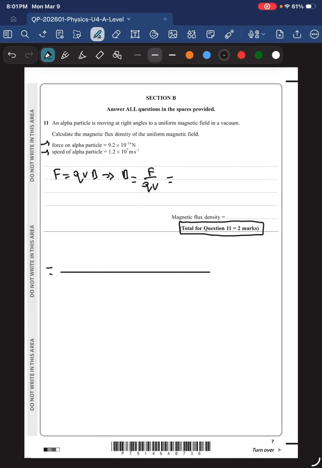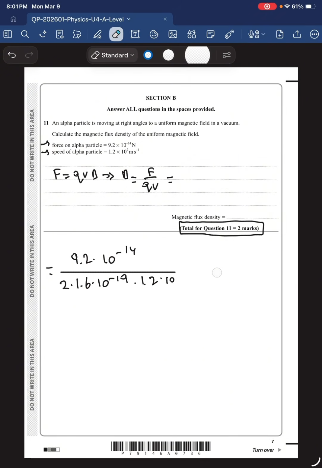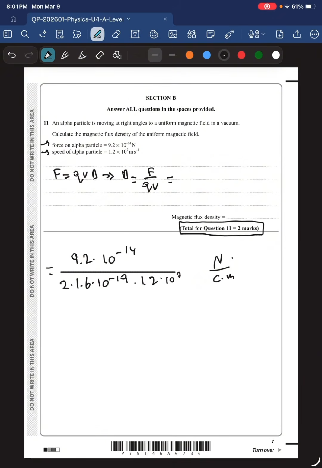Okay, this is a straight line. So the force is 9.2 times 10 to the negative 14. And then Q is 2 times 1.6 times 10 to the negative 19. And then V is 1.2 times 10 to the 7. And then, okay, this is newtons, and this is coulombs, and then meters per second.